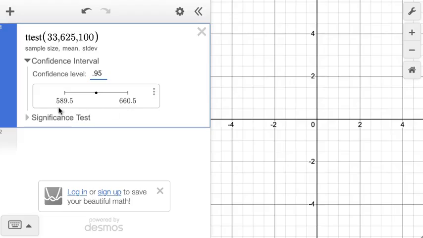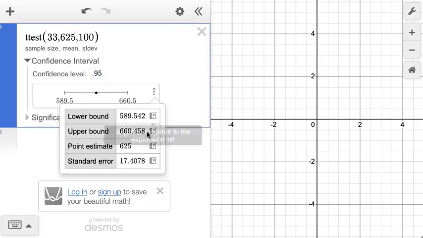And here are the values for the endpoints of our confidence interval. So we are 95% confident that the true mean size of a one-bedroom apartment in Atlanta is between 589.5 square feet and 660.5 square feet. And by the way, if you need more decimal places, you can tap these three dots and it tells you more decimal places, as well as the point estimate in the middle and the standard error, which is related to but not equal to the margin of error. So don't use the standard error.